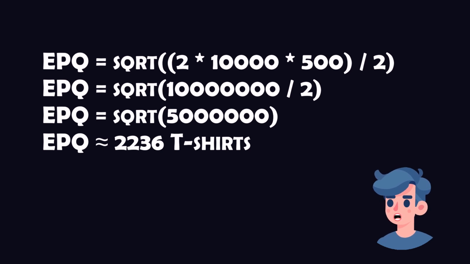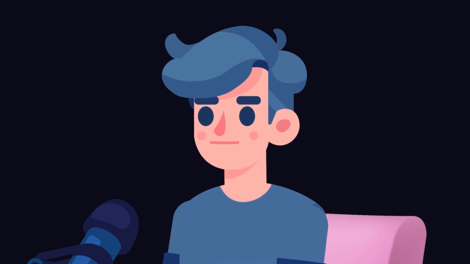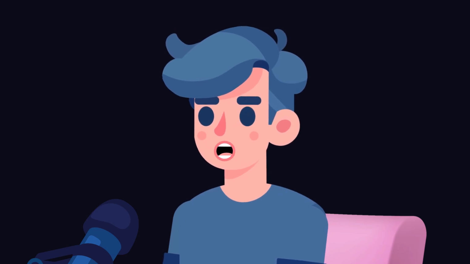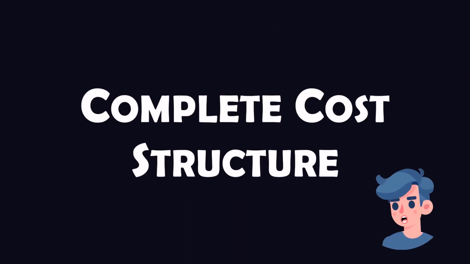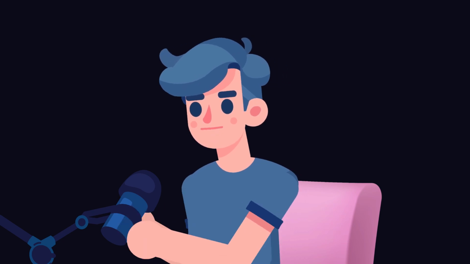Plugging these numbers into the formula, we get, therefore, the optimal production quantity for our t-shirt factory is approximately 2,236 t-shirts per batch to minimize the total cost of production and inventory holding. Now that we have our optimal production quantity, let's explore how these costs impact our total cost structure. To get a clear picture, we need to consider both setup and holding costs together.